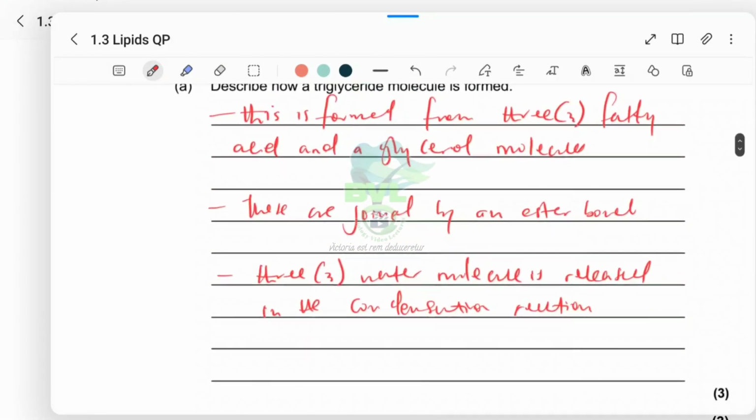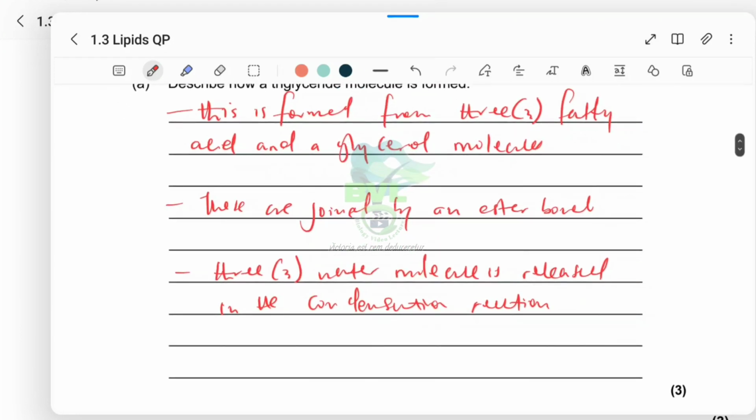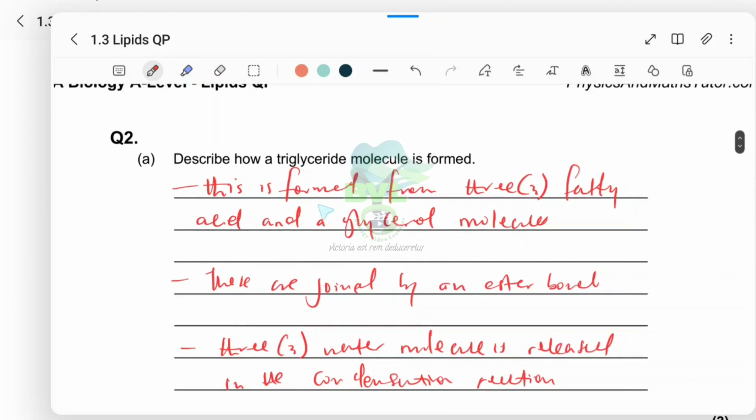There you go. This is formed by three fatty acids and a glycerol molecule. You remember I was emphasizing that. These are joined by ester bonds. Then three water molecules are released in this condensation reaction, because the moment we join them, water is formed, and since we have three fatty acids, that means three water molecules are formed in this condensation reaction.